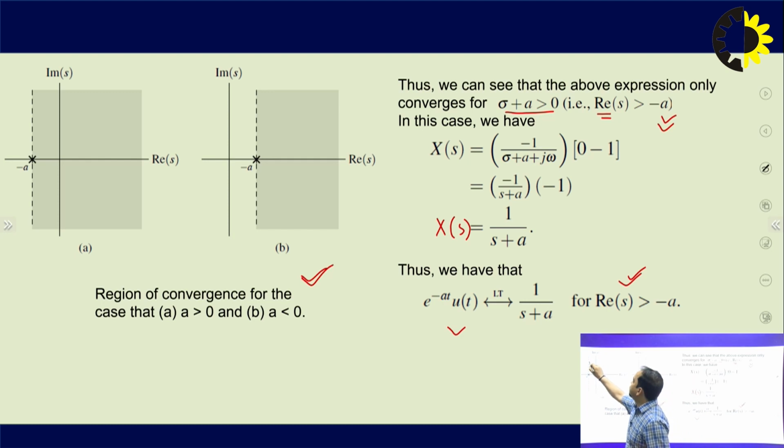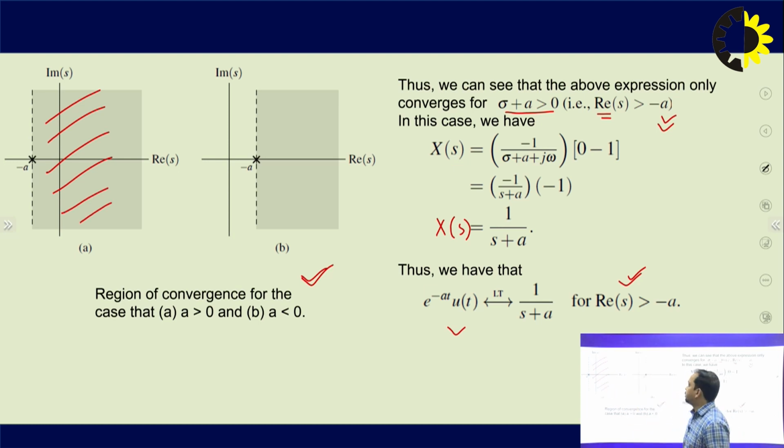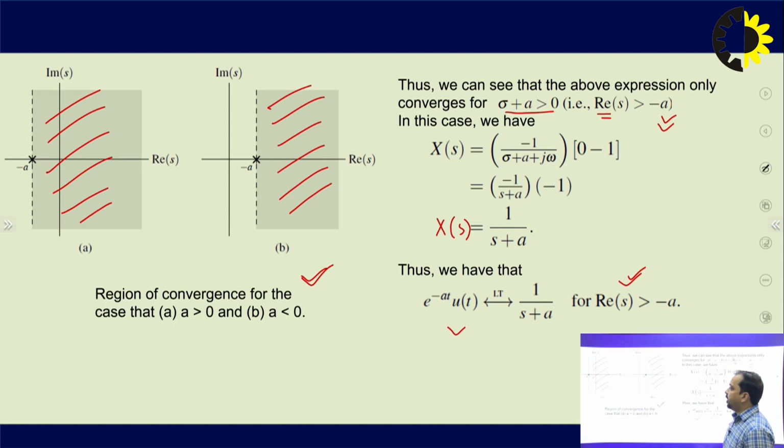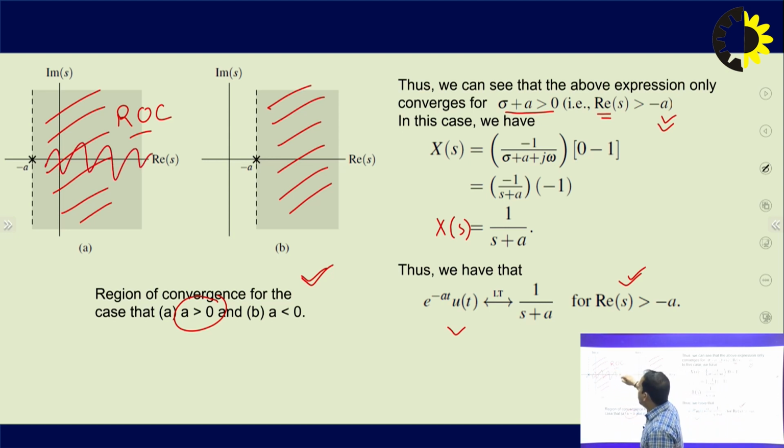So first scenario, if we can see this shaded region, the first case is this, the second case is like this. The first case will arise when a is a positive quantity, means when a is greater than 0. The entire region will be shaded, and this region is called the region of convergence, means for all those values of real part of s greater than minus a, the Laplace transform X(s) converges.